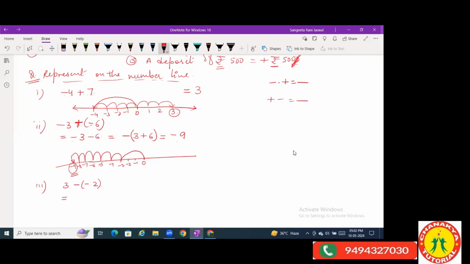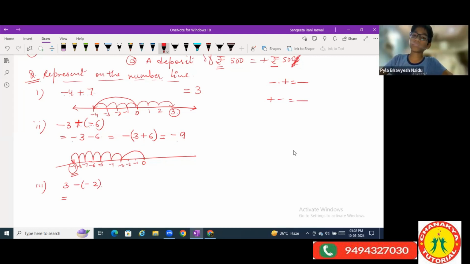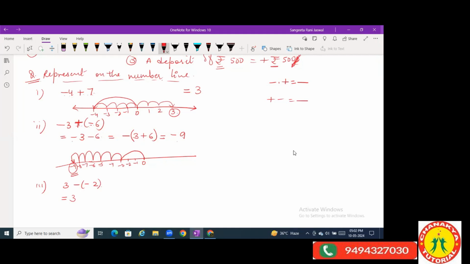Now we have two negative signs together. So what we will do, everyone must do in their notebooks. Bhavish, you tell me. Others, please do in your notebooks. Lakshita, first we are going to go to 3 and then we are going to go steps again. See here. We'll take two steps.